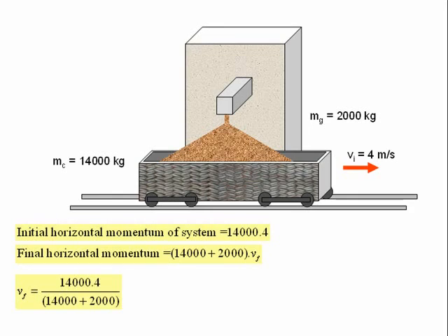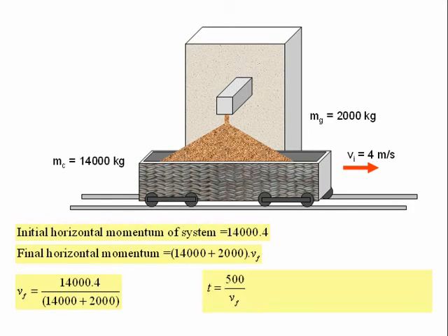Applying the conservation principle, making the initial momentum equal to the final momentum, we get that the final velocity Vf is just equal to 14,000 times 4 divided by the total mass, which is 14,000 plus 2,000.